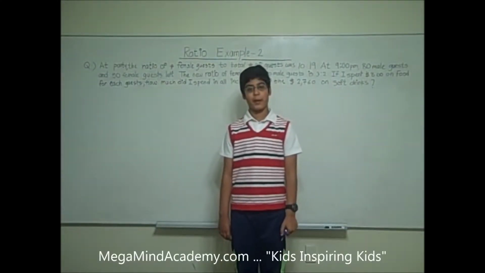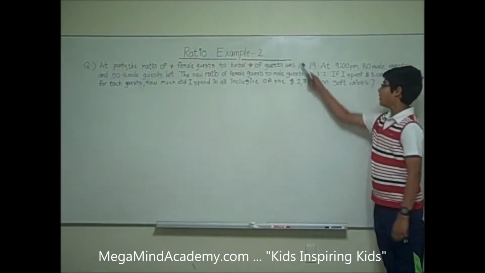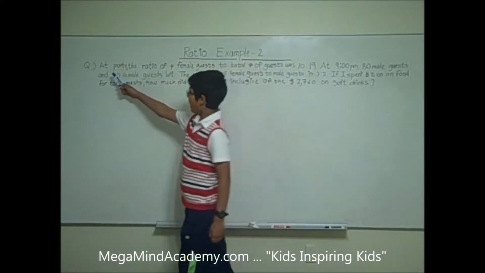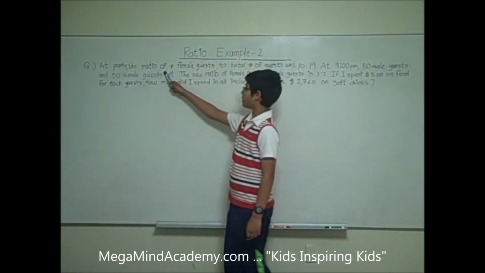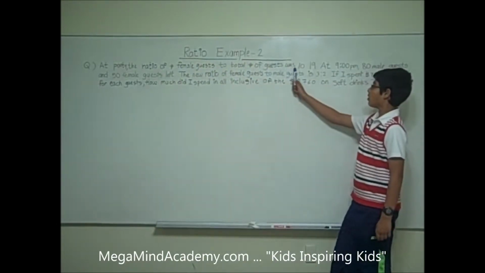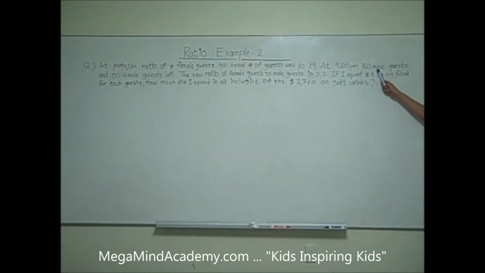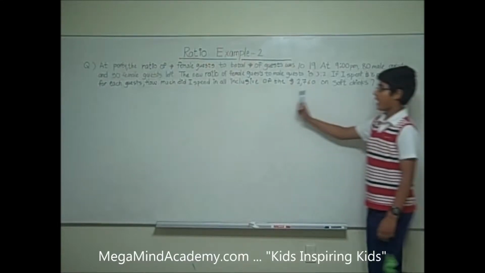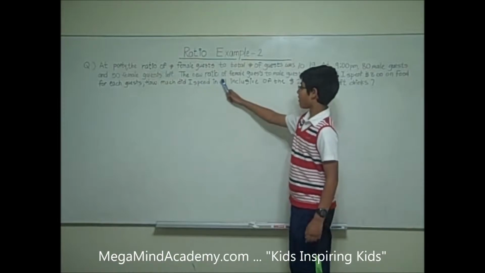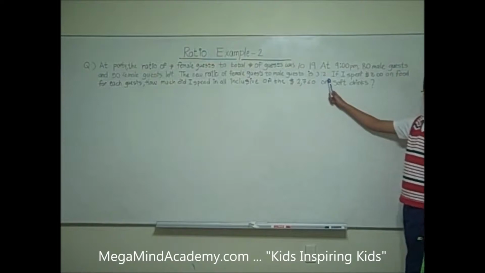Today we're going to learn about ratio, example 2. Let's say we have a problem, like at a party, the ratio of the number of female guests to the total number of guests was 10 to 19. At 9 p.m., 80 male guests and 50 female guests left. The new ratio of female guests to the male guests is 3 to 2.